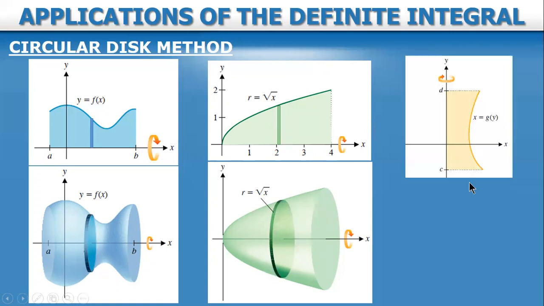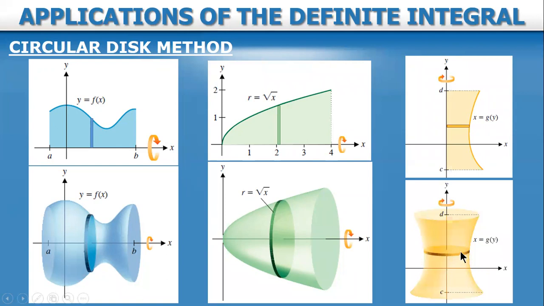And the last one is this. You want to revolve the area about the y-axis. So for a circular disc, the strip must be horizontal. After revolving, you will get a circular disc.